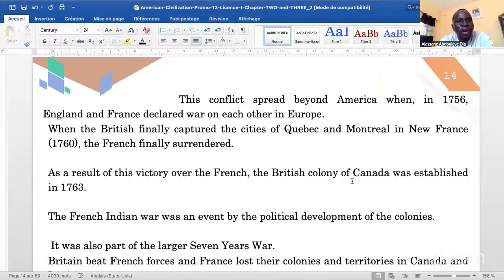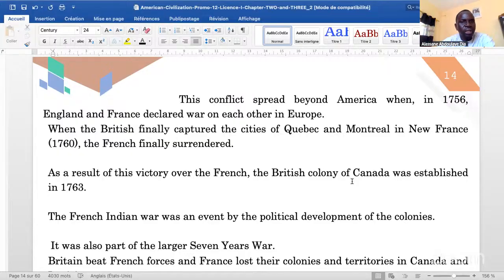So the British finally captured the cities of Quebec and attacked. Remember, I told you at the very beginning, when France came, they went to the north, they occupied Canada. But here, see that Canada is now being occupied by the British. So the British finally occupied the cities of Quebec and Montreal in New France. And the French finally surrendered. What does surrender mean? It means to give up, or to yield. When you are dominated in a war, you surrender.